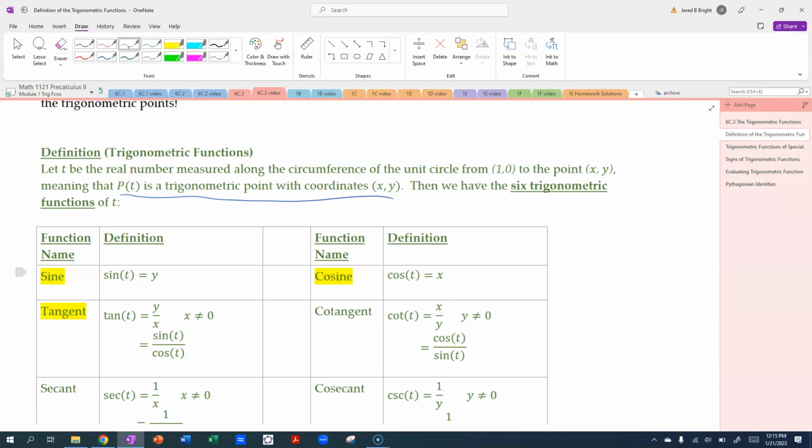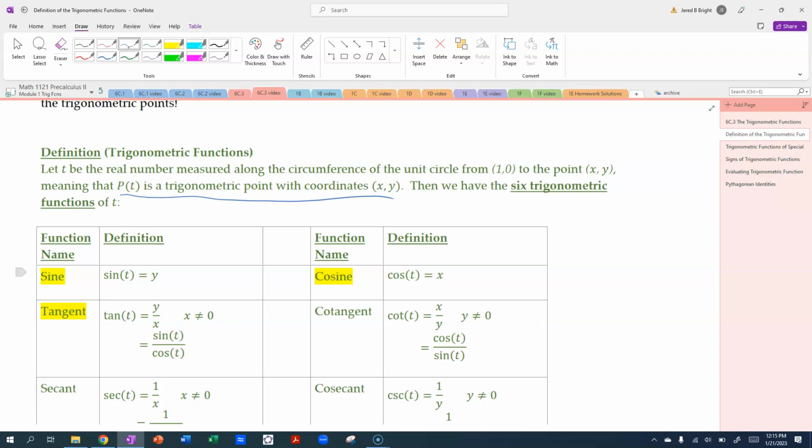So this is a function where we put in that arc length. In some cases, remember, the arc length is the same as the reference number, sometimes not, but we're putting in that arc length along the circumference and getting out the y coordinate. Cosine, again, is abbreviated cos, and again we insert the arc length and get out the x coordinate from that trigonometric point.